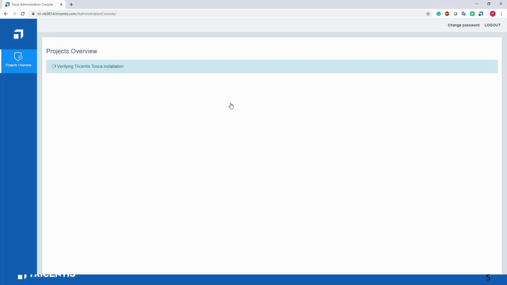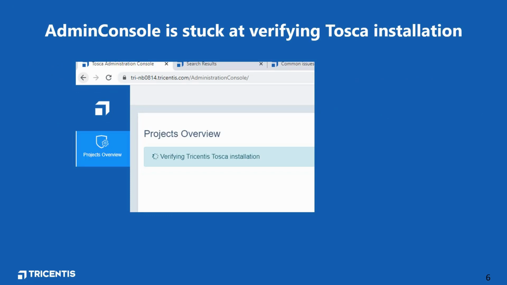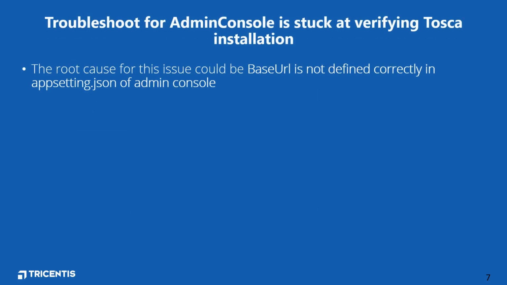Great. So we could see there is no error about the .NET version or the error occurred while the application start. Now we could see Verifying Tricentis Tosca installation. It has a pop-up and it is stuck there. Usually when you open admin console, this message comes up, but only for a few seconds, and then all the admin console options pop up. So let's see what could be the case. As we could see, the admin console is stuck in verifying Tosca installation. So what could be the root cause of this?